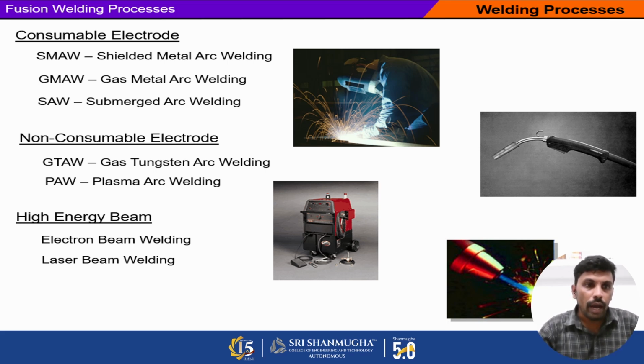After that, using a high energy beam, there is the electron beam welding process and the laser beam welding process. These are the classifications based on the electrode: consumable electrode, then non-consumable electrode, and using a high energy beam. So these are the different classifications.